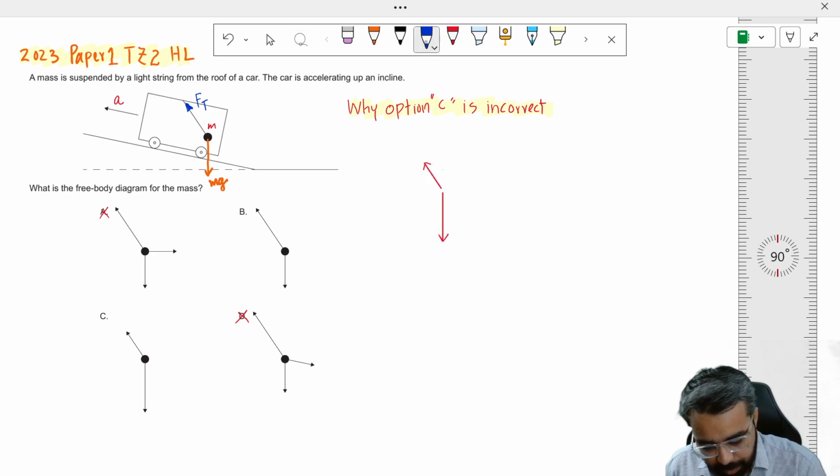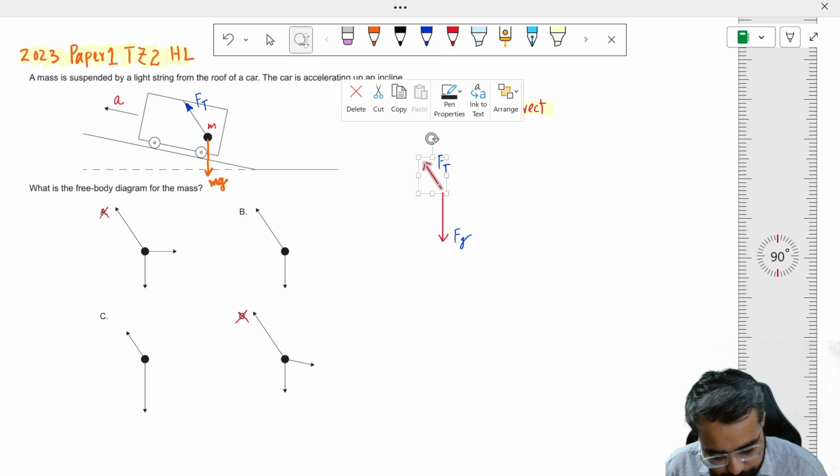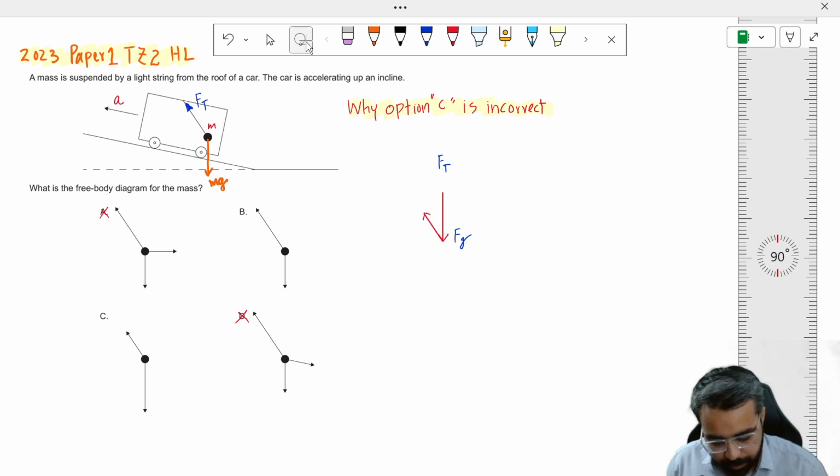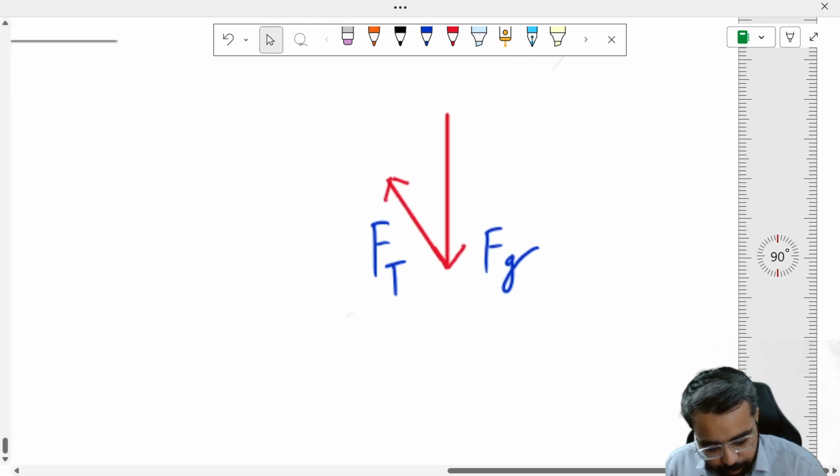So you can easily guess that this must be the force of tension and this must be the force of gravity. So if I place one vector on the head of another, basically I'm doing vector addition. All right, so I'm going to take this vector on the head of the other vector, like this. Okay, so now this is the force of tension. Let me zoom in for you.